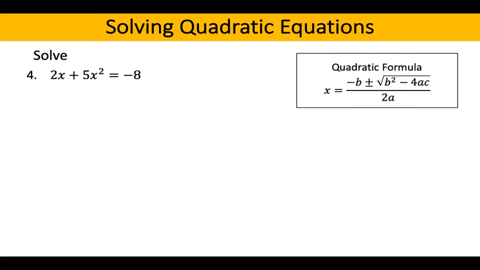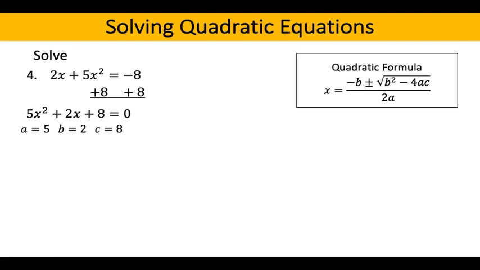We will need to move all the terms to one side and get the equation in standard form set equal to 0. So let's solve by adding 8 to both sides and put this in standard form. 5x squared plus 2x plus 8 equals 0. We can now name our a, b, and c in order to use the quadratic formula. Here our a equals 5, b equals 2, and c equals 8.